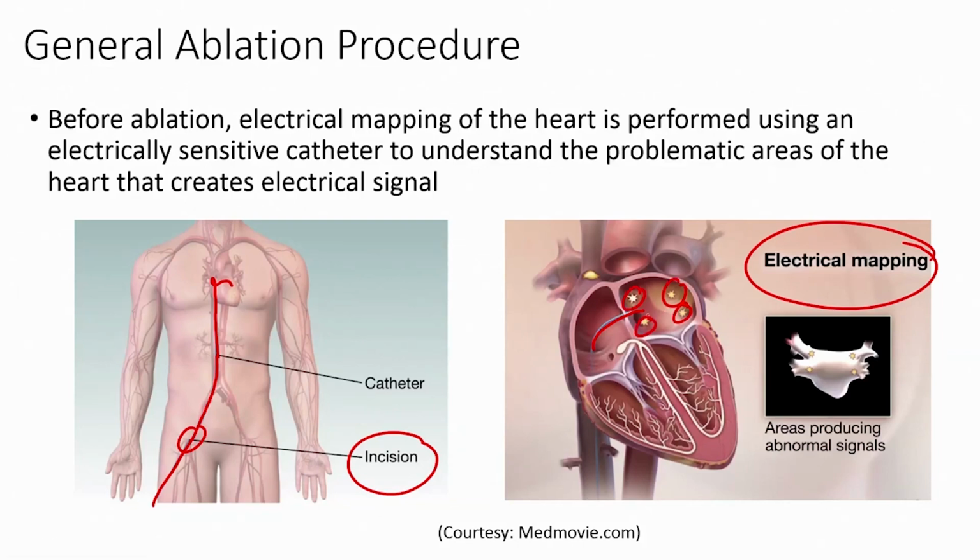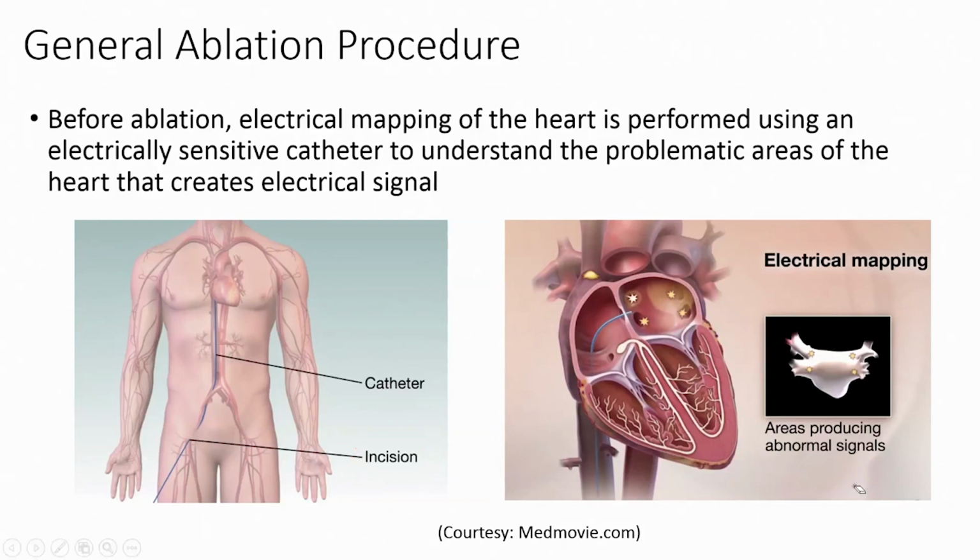Then the electrical mapping is carried out to understand which area is causing the misfire of the signal. It can be in the auricle, it can also be in the ventricle. So, it is not just limited to the auricle, it can be the ventricle, but the PVI is measured to understand the areas producing abnormal signals. Once we know the abnormal signals, then we can treat it by ablating that particular area of the heart or particular tissue.